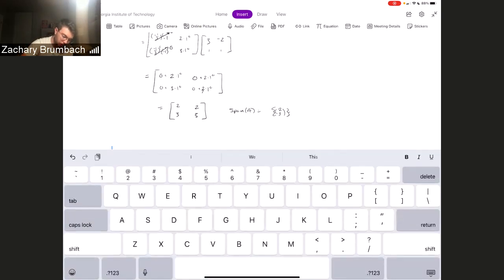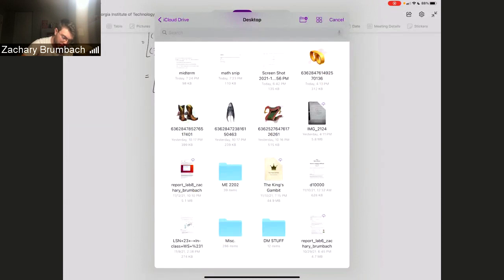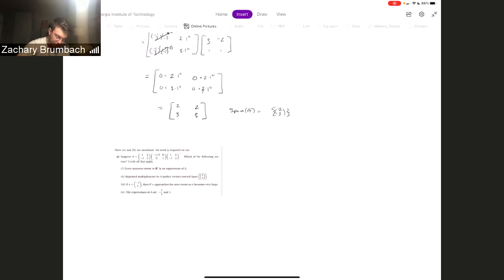Insert file. No, that's the same picture. Damn it.